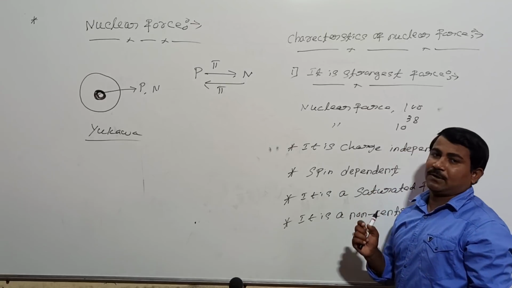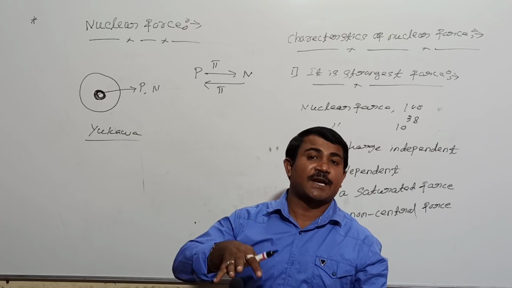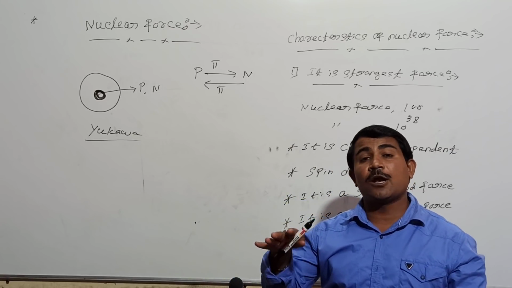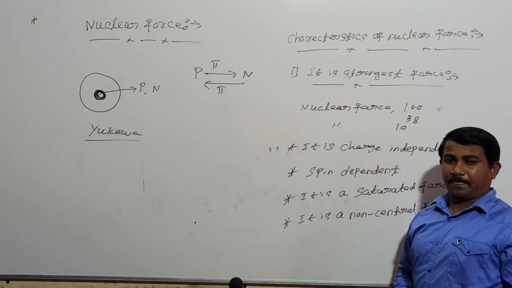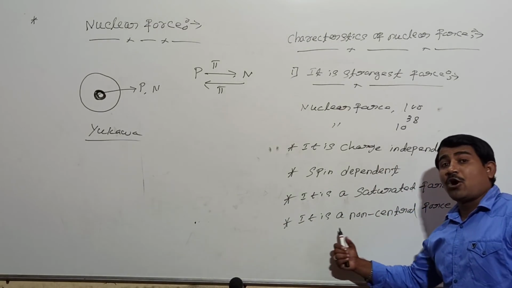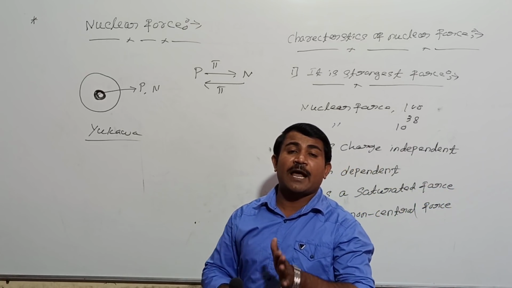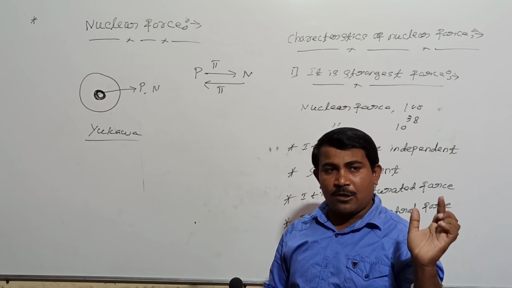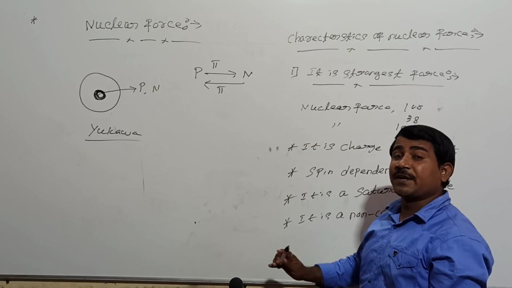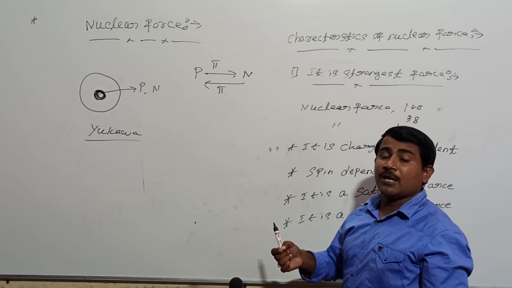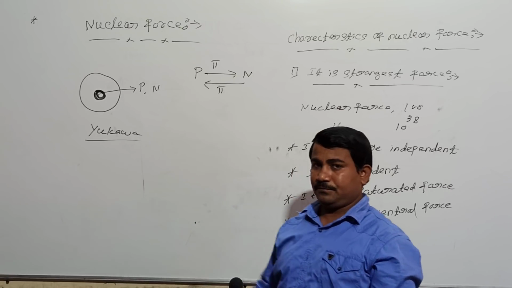This indicates the nucleons are not uniformly distributed inside the nucleus. The nucleons are not in a spherically symmetrical distribution inside the nucleus. This force is not acting along the line joining proton to proton, or neutron to proton, or neutron to neutron. This indicates that the nucleons inside the nucleus are not spherically distributed.